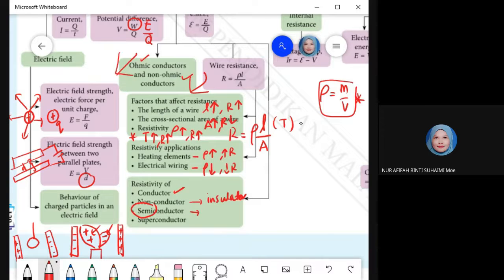Okay. And then superconductor. Superconductor yang ni dia punya resistance almost zero, when it reach certain temperature that we call critical temperature. So yang ni kalau critical temperature ni lower than zero lah, negative 200 something. So baru dia punya resistance zero. And then when the resistance is zero, we call it superconductor. Superconductor material.